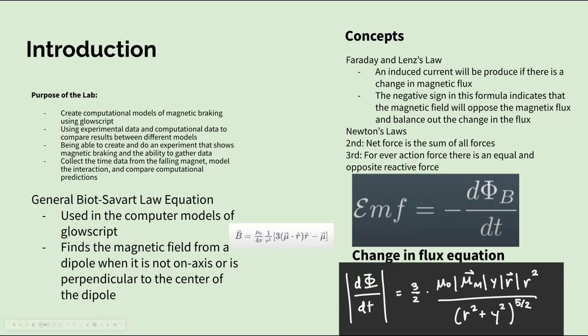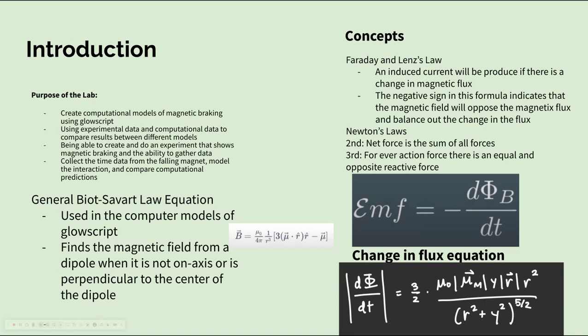The introduction of the lab: the purpose of the lab is to create computational models of magnetic braking using GlowScript, using experimental data and computational data to compare results between different models, being able to create and do an experiment that shows magnetic braking, and the ability to gather data, collect the time data of the falling magnet, and model the interaction and compare the computational predictions.